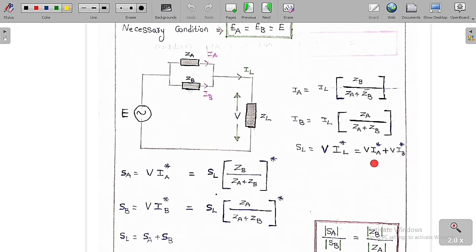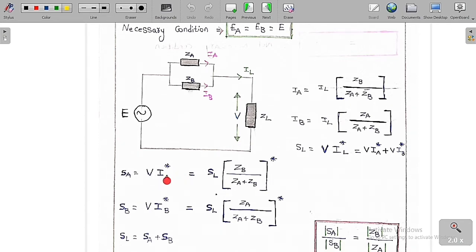Then V into IA conjugate is called the complex power which is sent by the transformer A. So SA is equal to V into IA conjugate, which means this is the complex power sent by transformer A, or simply this much amount of kVA is shared by the transformer A, which is V into IA conjugate.